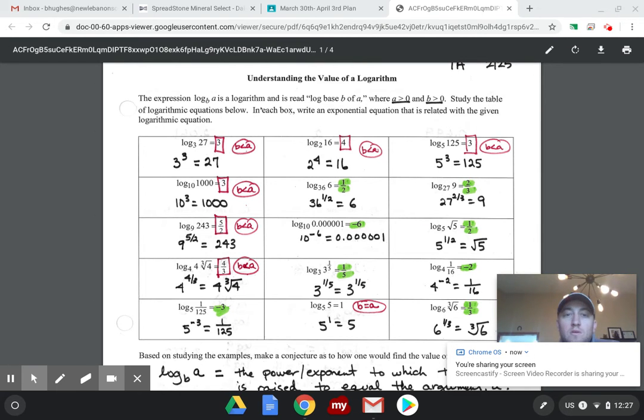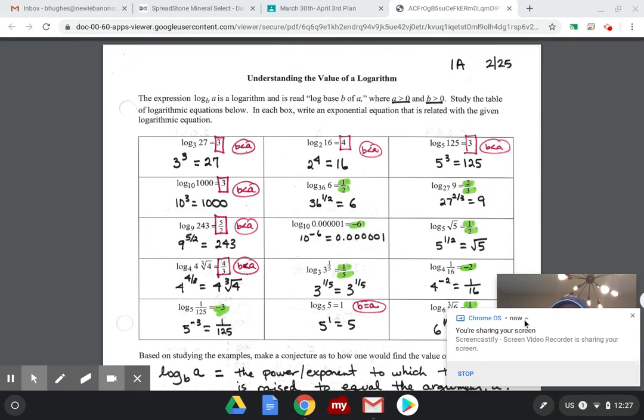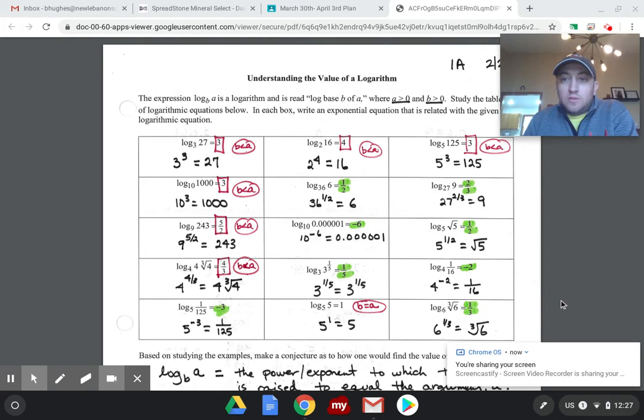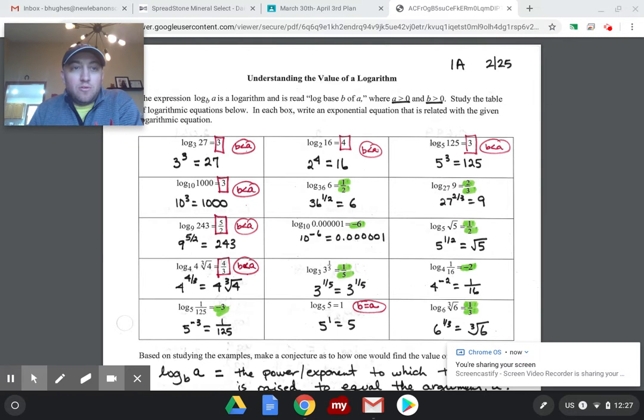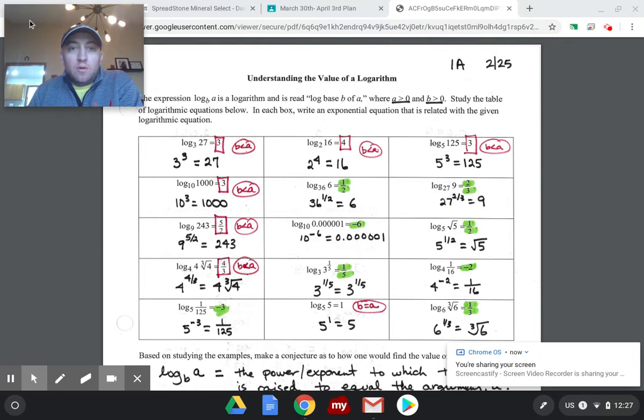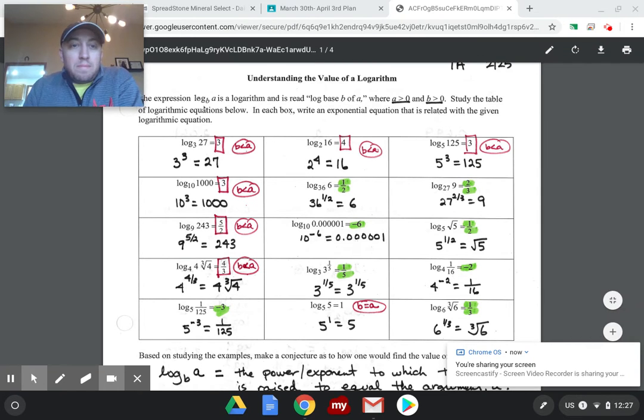I'm going to go through some key points of this section of notes, which is talking about understanding the value of a logarithm. So this first thing here that's pretty important: log base b of a, b has to be greater than 0 and a has to be greater than 0 as well.